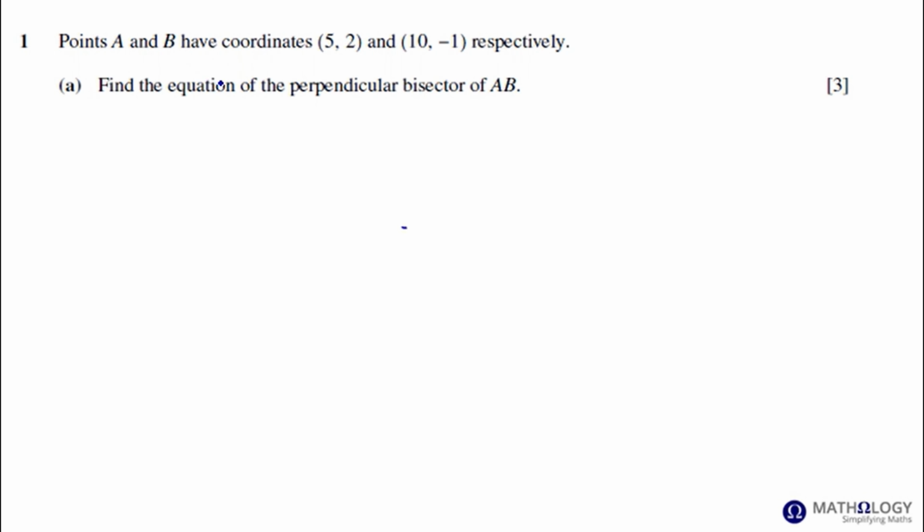Question 1. Points A and B have coordinates (5, 2) and (10, -1) respectively. Find the equation of the perpendicular bisector of AB. When it comes to coordinate geometry, it is strongly suggested you always draw a diagram. It doesn't have to be 100% accurate, but it has to be accurate enough for you to know how to start and approach the problem.